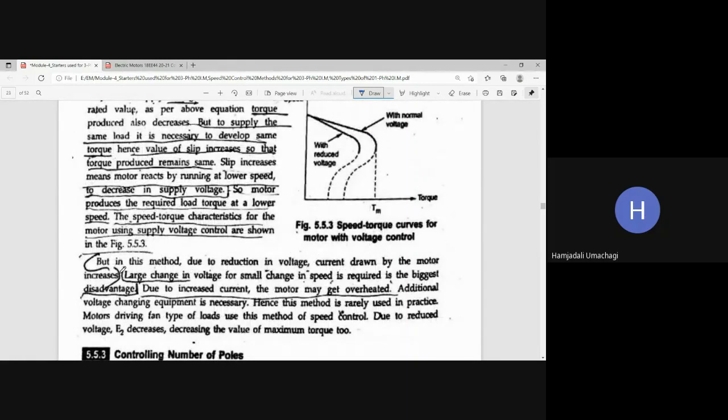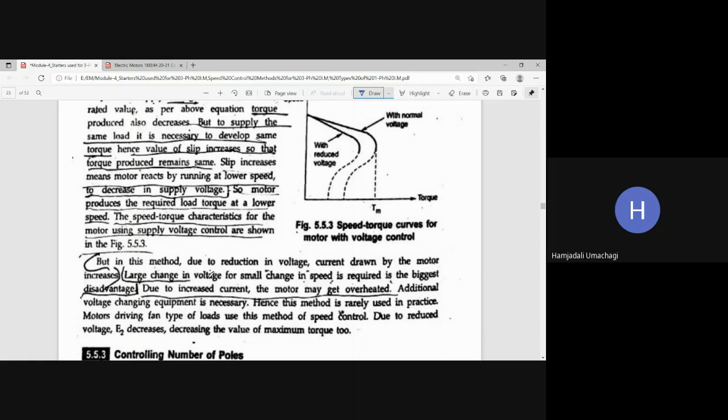So whenever we apply reduced voltage, in order to produce the appropriate torque, what is the motor going to do? The motor is going to draw extra current. Okay, so this extra current is once again going to cause copper losses, I square R losses. Because of that, heating is going to take place.